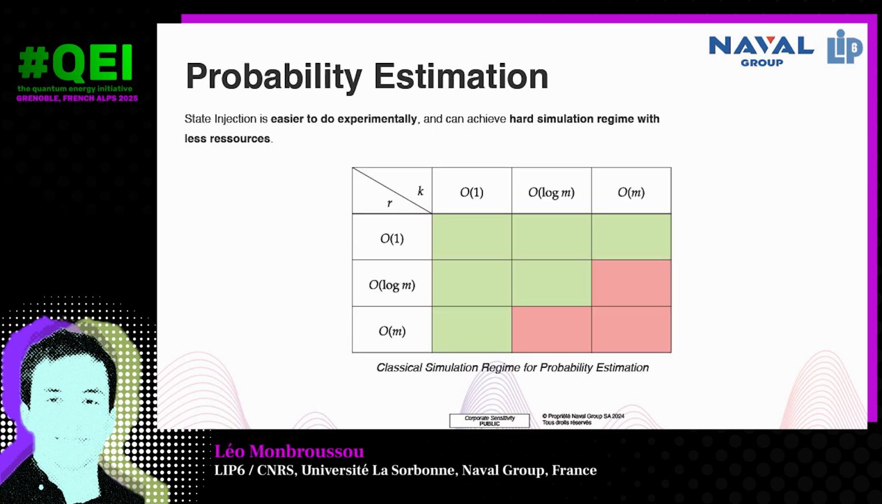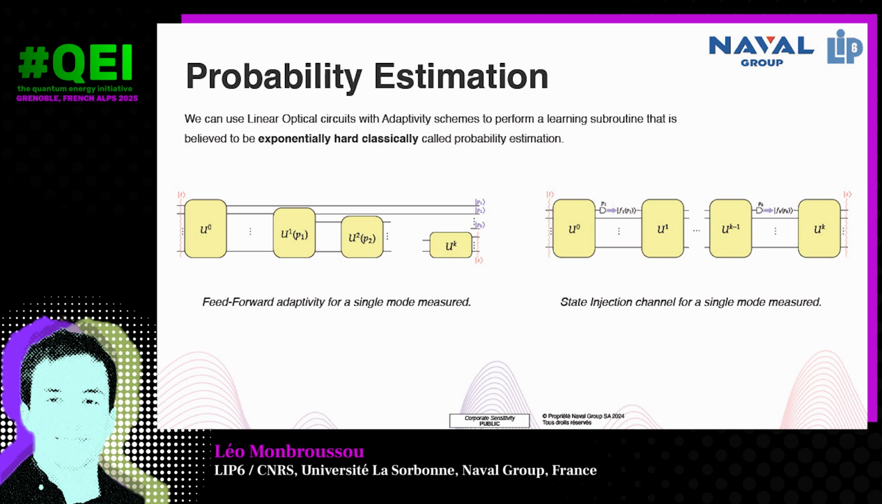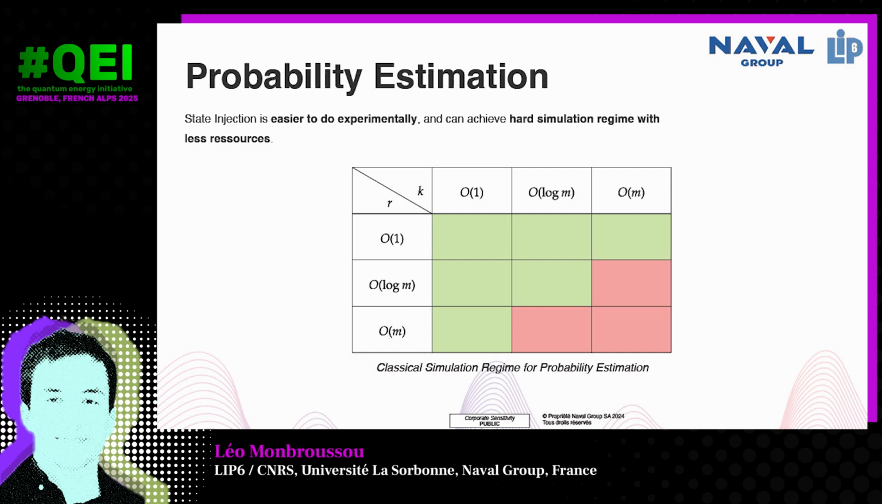And in both cases, the regime where it's very hard to do classical simulation of this problem is in the same box. So if you consider enough measurements and if you have enough photons measured during the computation, then there are some regimes where it's believed to be exponentially hard to do the probability estimation. The only change is R, the number of photons that you need to measure during the computation. So if you're using feed-forward adaptivity, it means that in the beginning you need to have a very large number of photons. For state injection, you can start with a lower number of photons and just inject additional photons during the computation. So in a way, it could be experimentally easier.